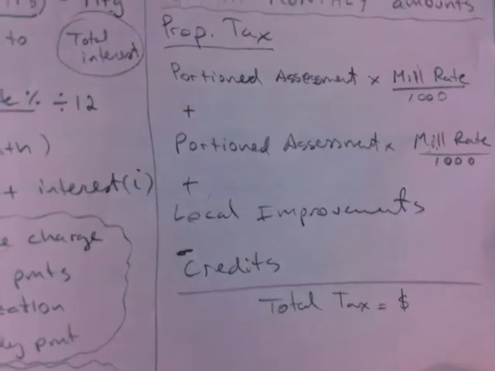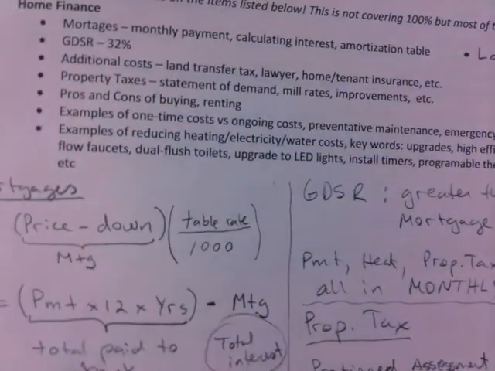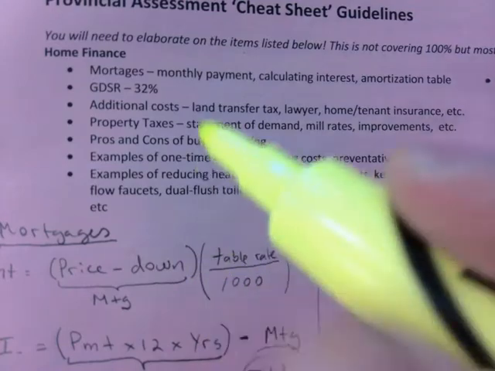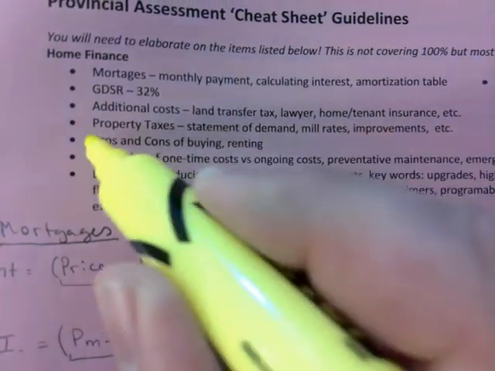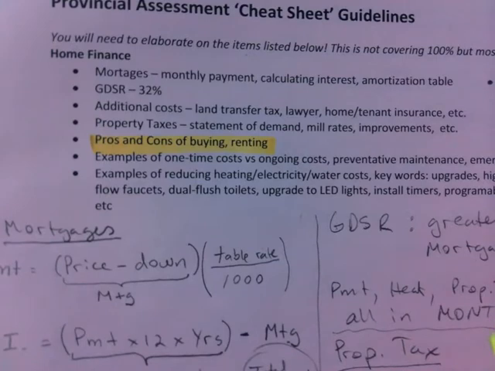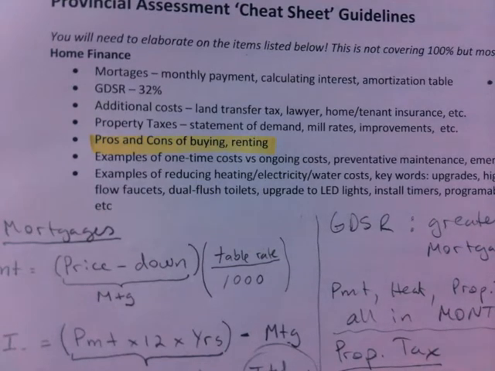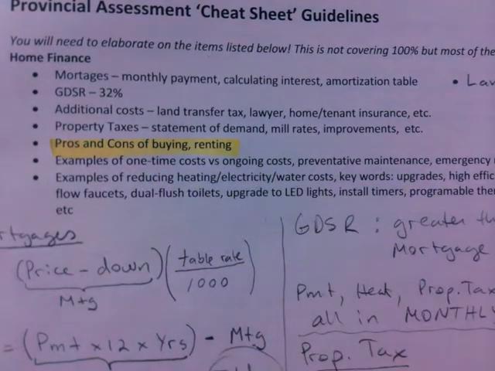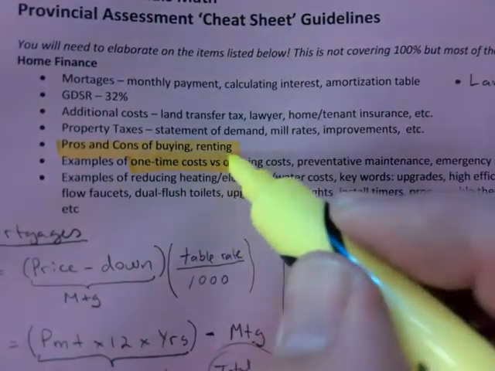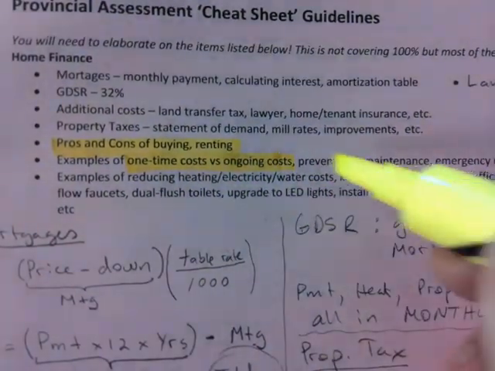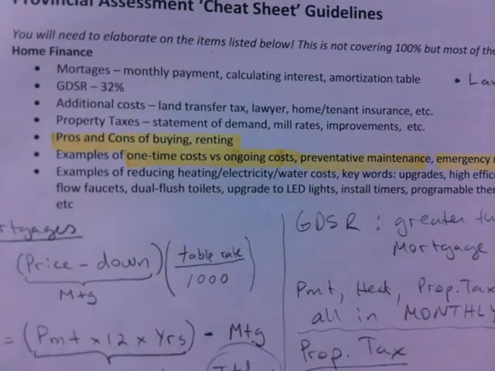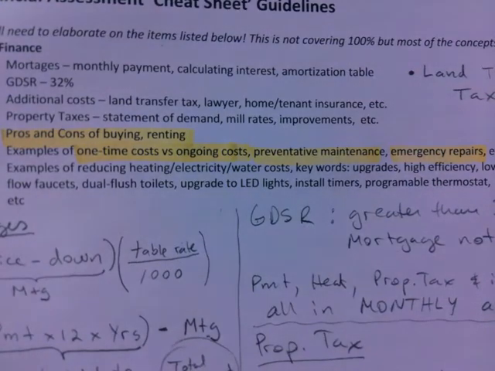I'm going to leave this up to you because these are just a matter of reading up on it, right? The pros and the cons of buying or like owning a home or renting, right? That's important that you know that. Examples of one-time costs versus ongoing. You should have at least 2 ongoing and 2 one-time, right? So make sure you should know the difference between preventative maintenance and emergency repairs, right? And I'll give you an example.